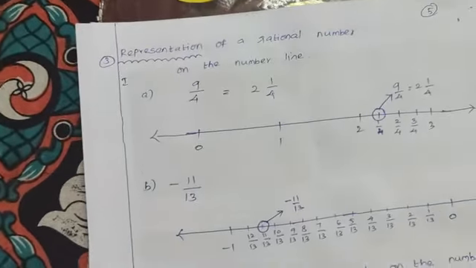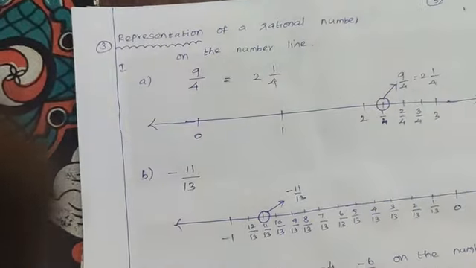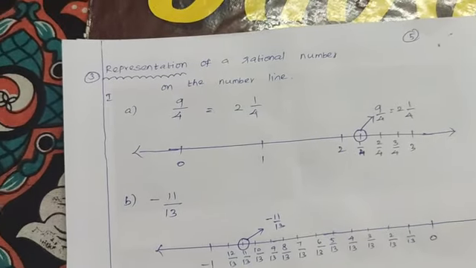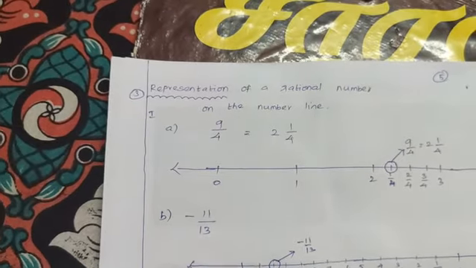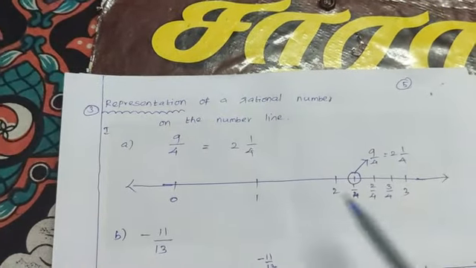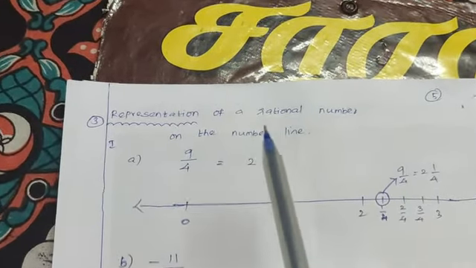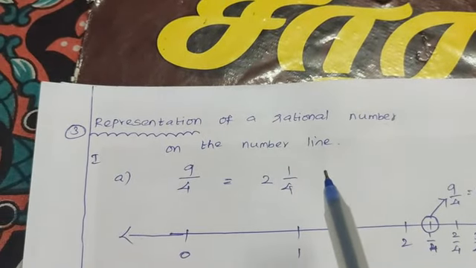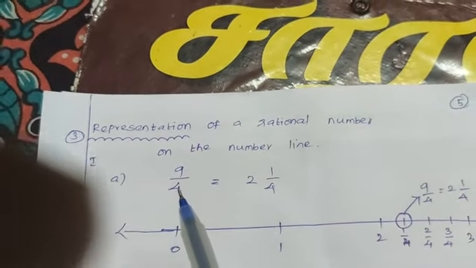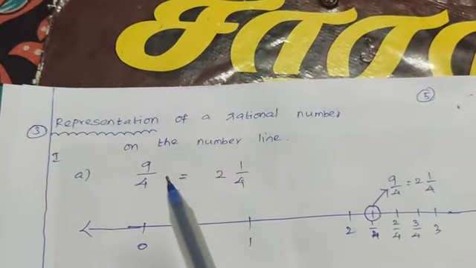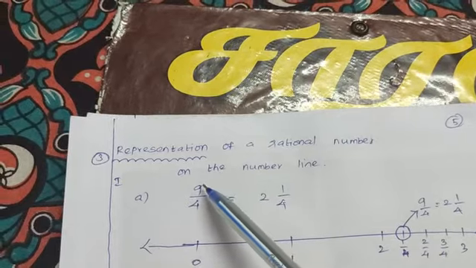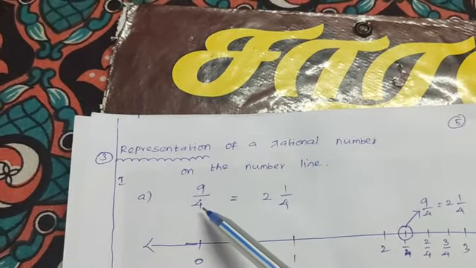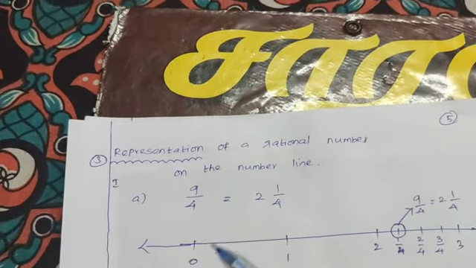Okay, next, representation of a rational number. Now we need to draw a number line. Now representation of a rational number on the number line. First problem, 9 by 4. So check the numerator and the denominator. Numerator is bigger than the denominator, means we can write the mixed fraction.